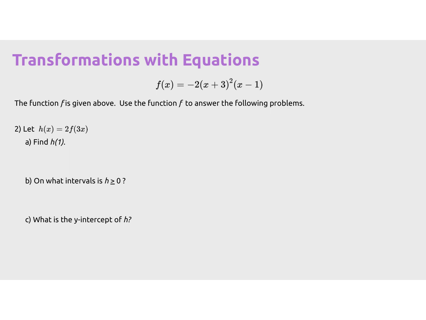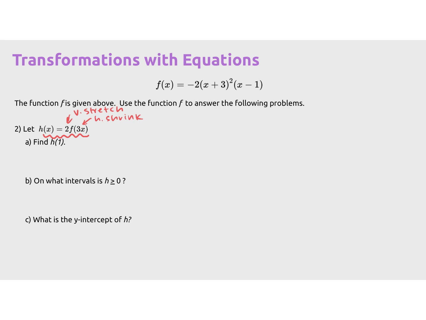Taking a look at a couple of similar questions, but now be careful, we have function h, which takes that same function f, but it changes it a little bit differently. This time we have h of x is equal to 2 times f of 3x, so we have a vertical stretch by 2, and we have a horizontal compression or shrink by 1/3. Remember, those horizontal transformations are opposite of what you expect.